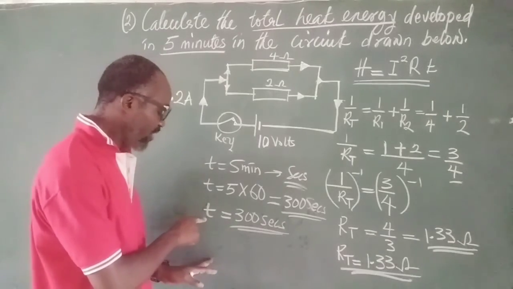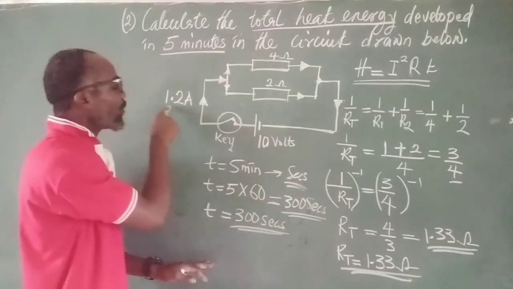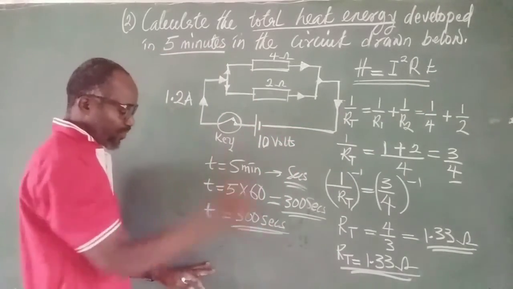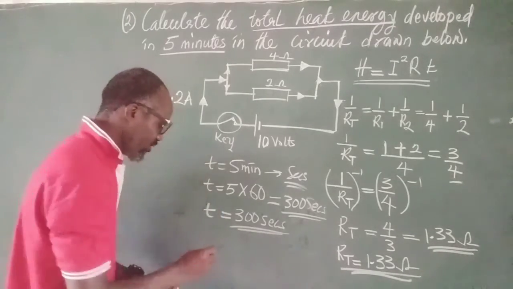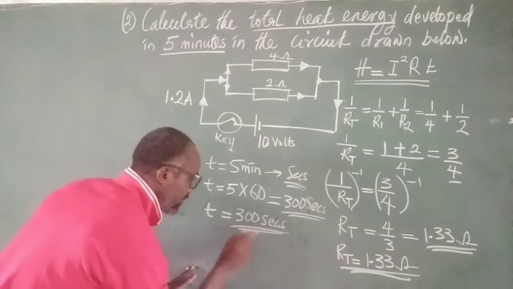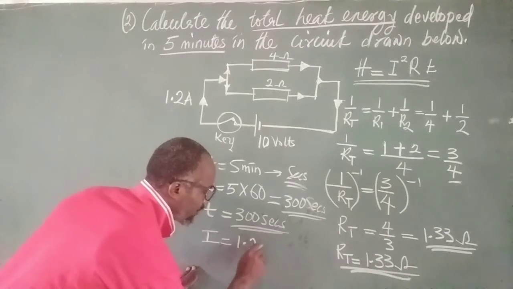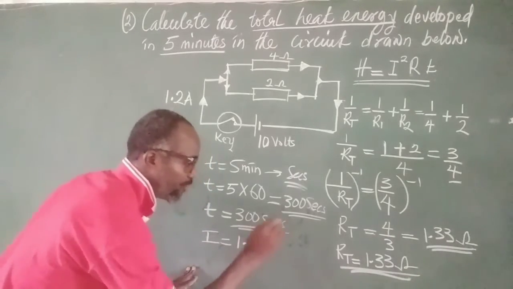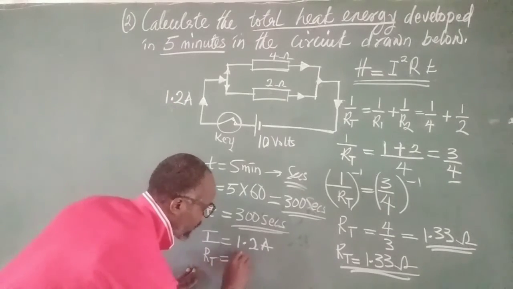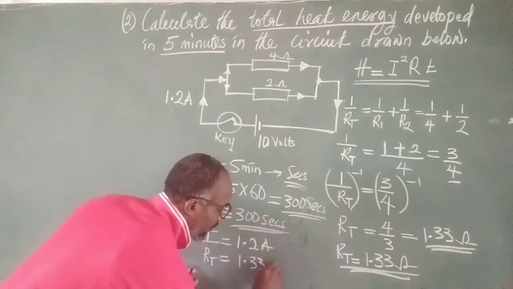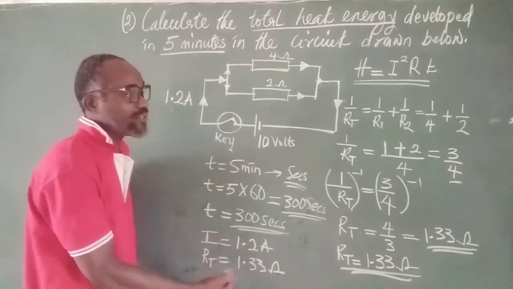We have t, and we have the total resistance. Already the current is given as I. So we now gather our parameters very wisely. Our current is given as 1.2 amps, and the resistance is given as RT equals 1.33 ohms. So with these values, we substitute.